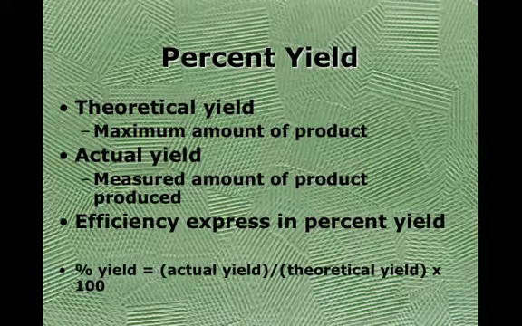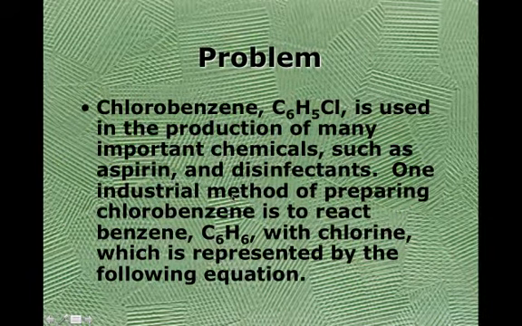So the percent yield equation in itself is pretty simple, but finding the numbers will be a little more difficult. Yes. Actual divided by theoretical.